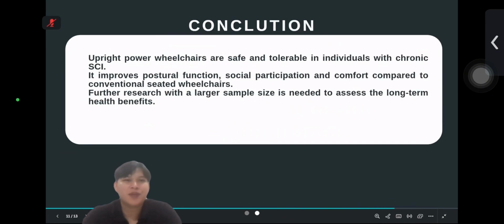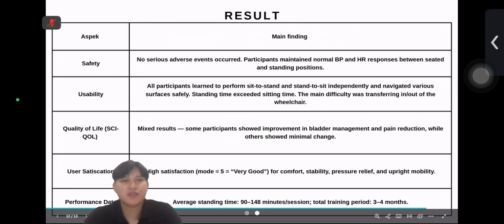For the conclusion, upright power wheelchairs are safe and tolerable in individuals with chronic SCI to improve posture, function, social participation, and comfort compared to a conventional seat wheelchair. Further research with a large sample size is needed to assess the long-term health benefits. For the results, safety and stability, quality of life for the SCI, and user satisfaction performance. That's the conclusion.